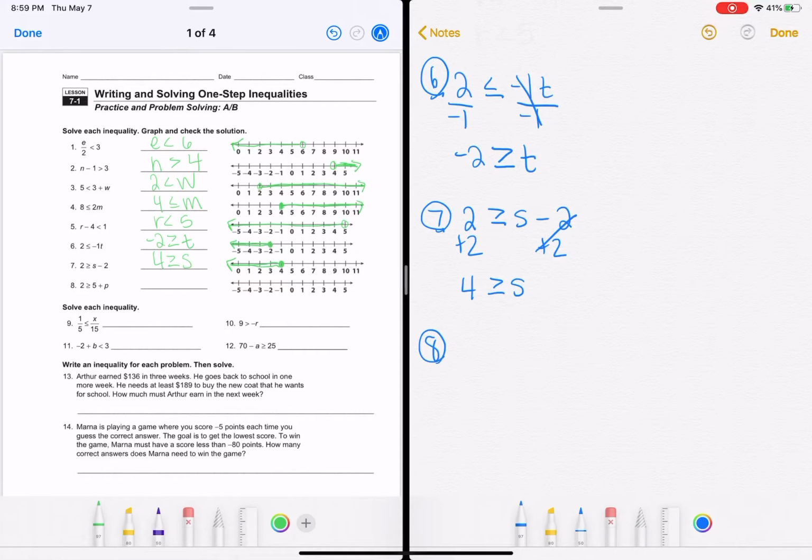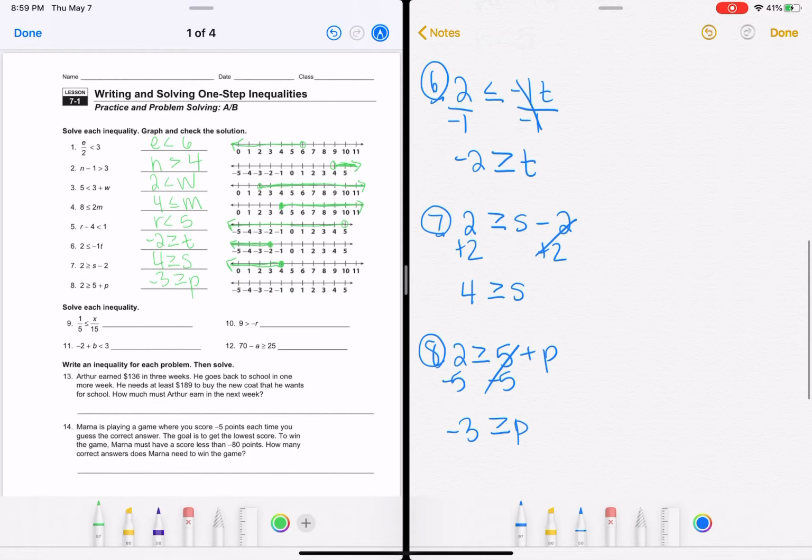And number 8, we have 2 is greater than or equal to 5 plus p. Subtract 5 from both sides. 2 minus 5 is negative 3. It's greater than or equal to p. Closed circle at negative 3. And any number that we would substitute in for p, negative 3 is going to be greater than or equal to that number. So our arrow again is going to the left.